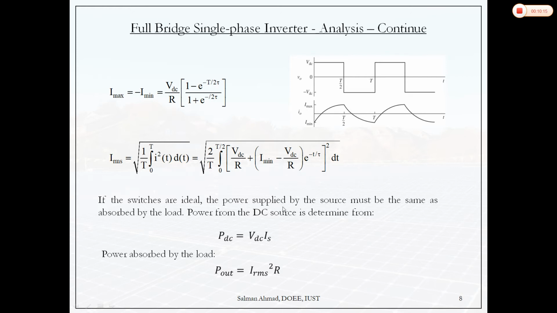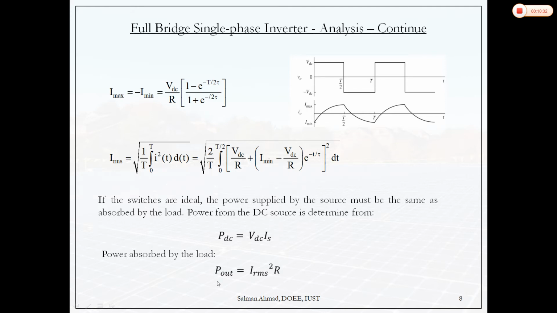If the switches are ideal, the power supplied by the source must be the same as that absorbed by the load. So the power supplied from the DC source, as we have already seen in the last class, is nothing but the product of the input DC voltage and the DC current.